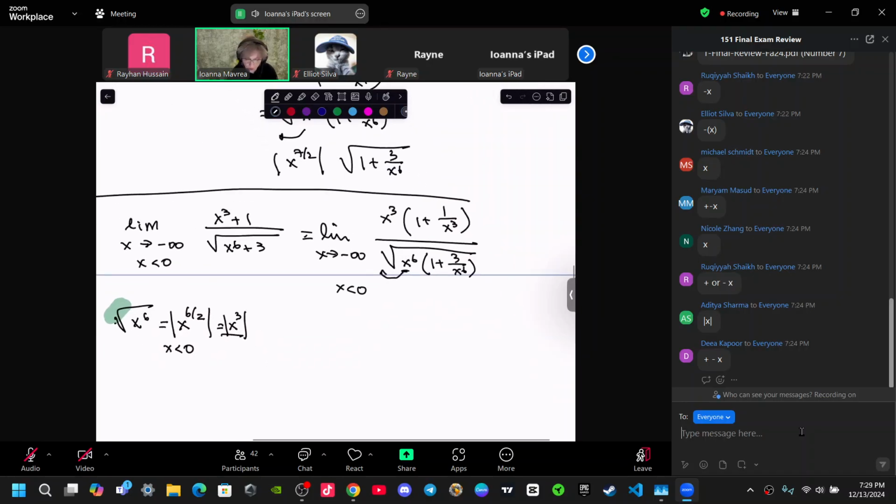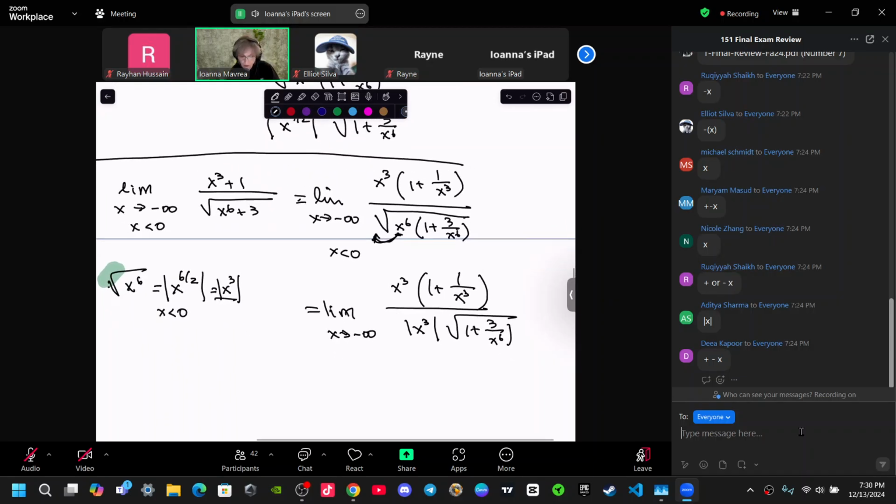Okay, so when you take it out here, it becomes the limit as x goes to negative infinity, x to the 3rd on top, 1 plus whatever. On the bottom, you have absolute value of x to the 3rd and the stuff inside the root that is left. And now you need to take the limit.